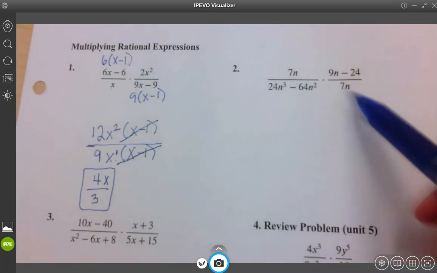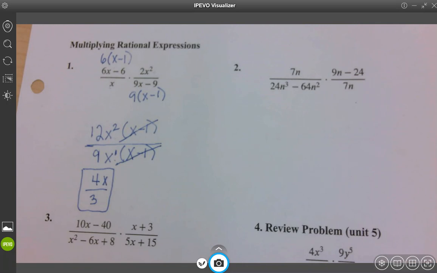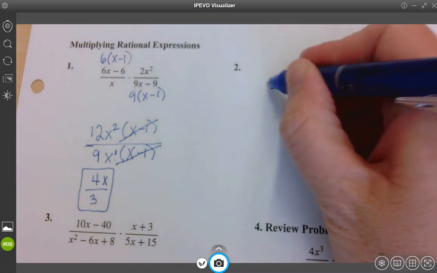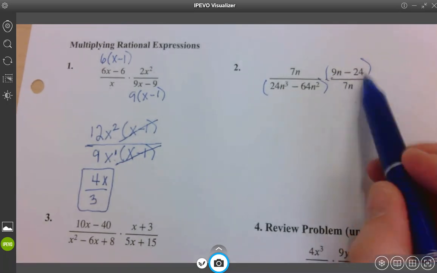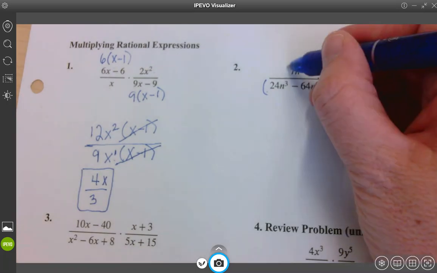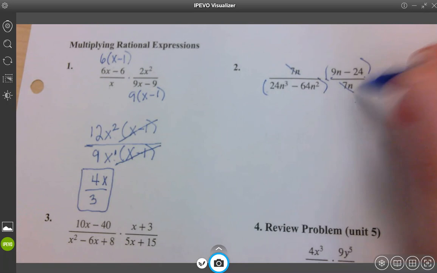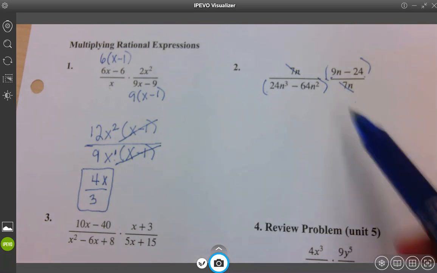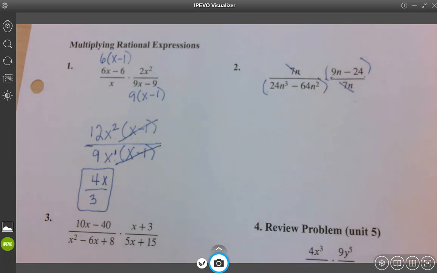I see the 7n on the top and the bottom. I haven't technically put it into one fraction yet, but I am going to put it into one fraction. And I can see that they're going to cancel because the 7n is being multiplied by the 9n minus 24 and by the 24n to the 5 minus 74n squared. So I can cancel them right now, just make my life easier. Because it's a multiplying problem, and when there's a multiplying problem, you can cancel.